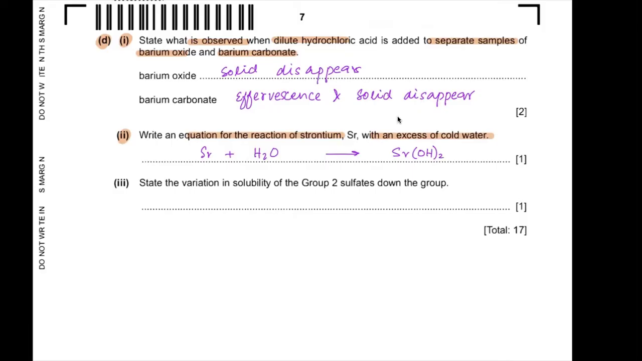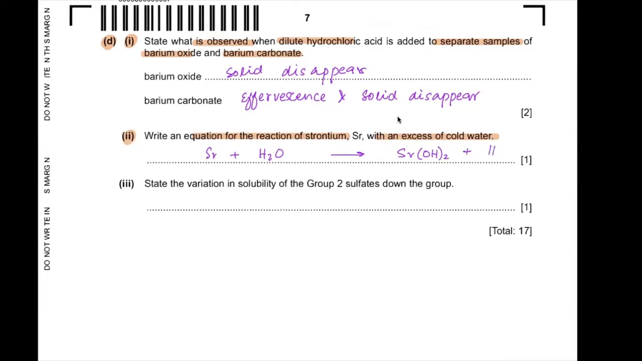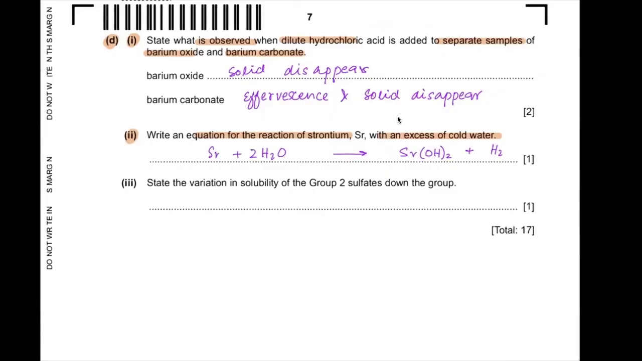And to balance the equation, beside this, hydrogen gas is formed. So we need to balance it by putting the 2 over here. Now it is balanced. Now, third, state the variation in the solubility of group 2 sulfates down the group.